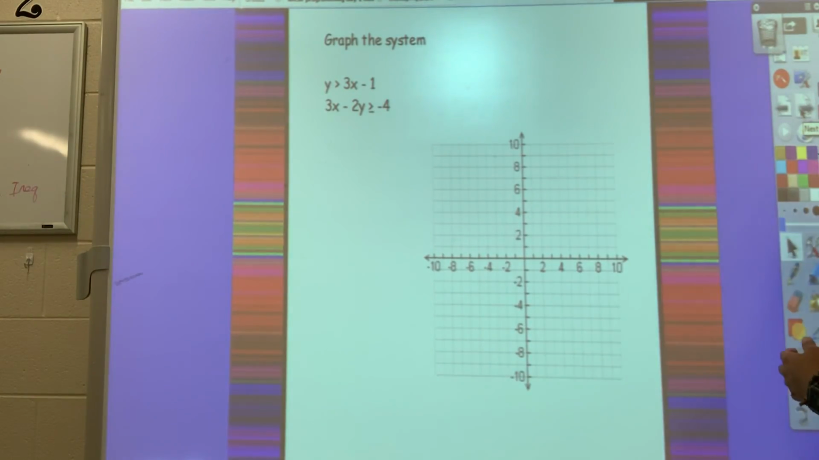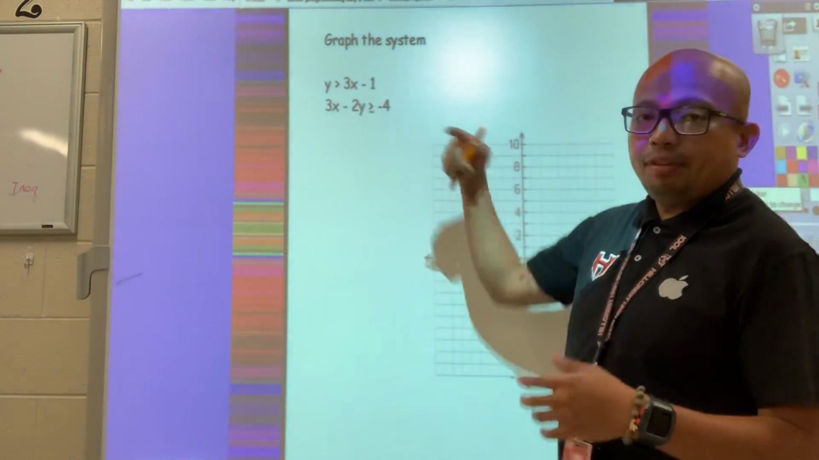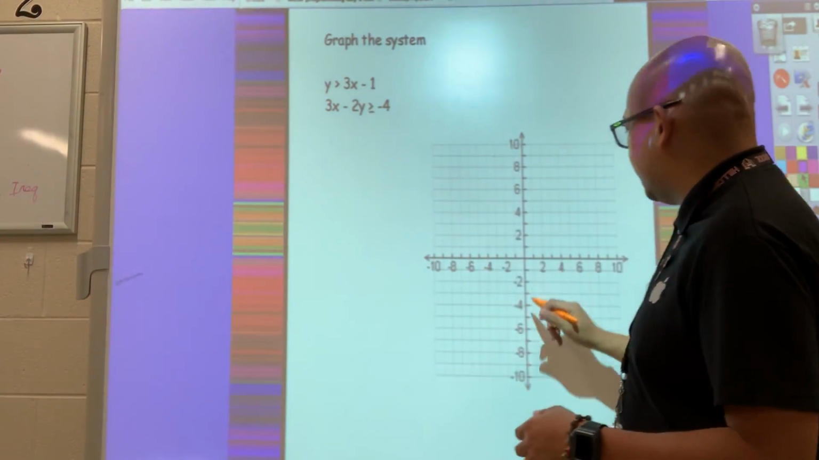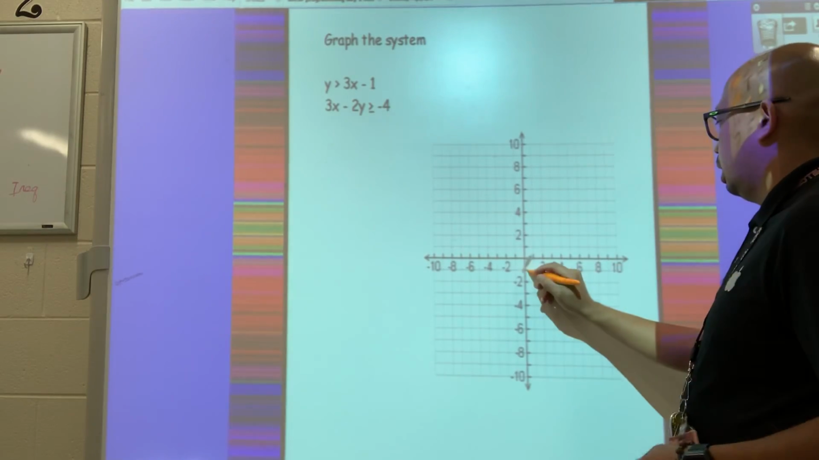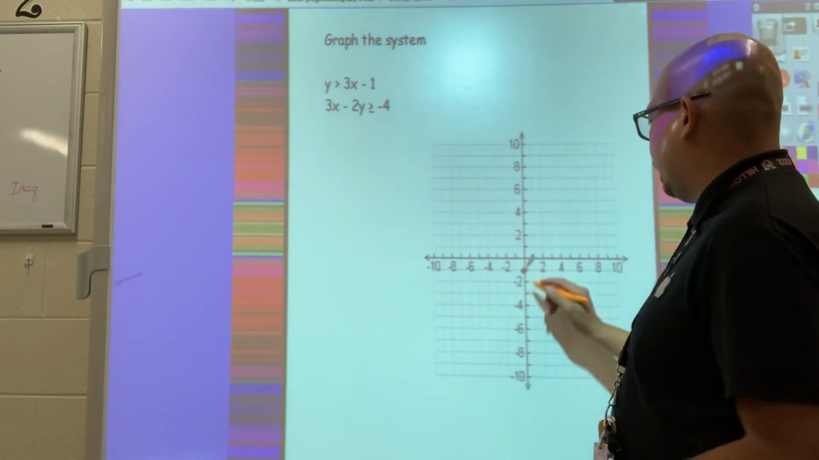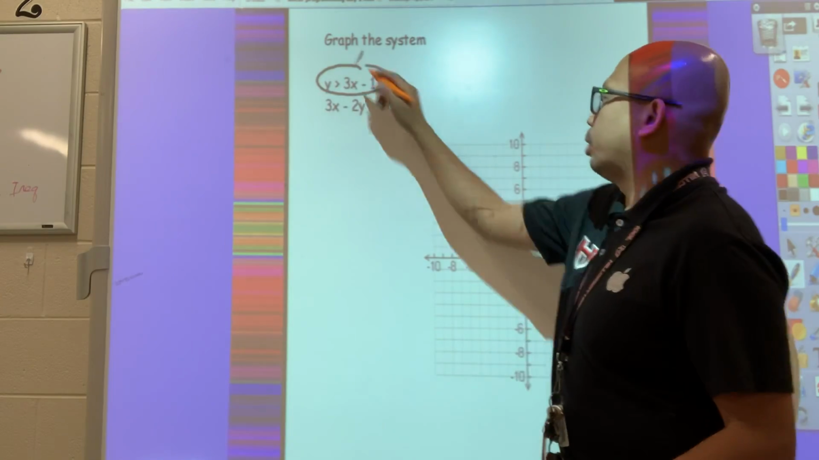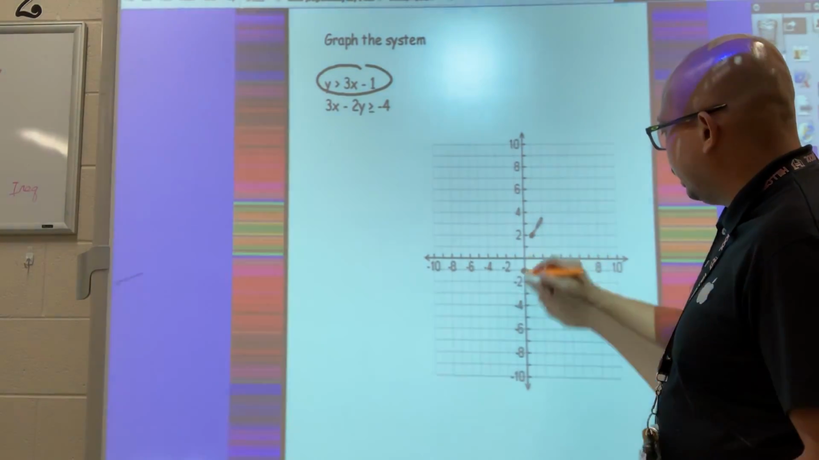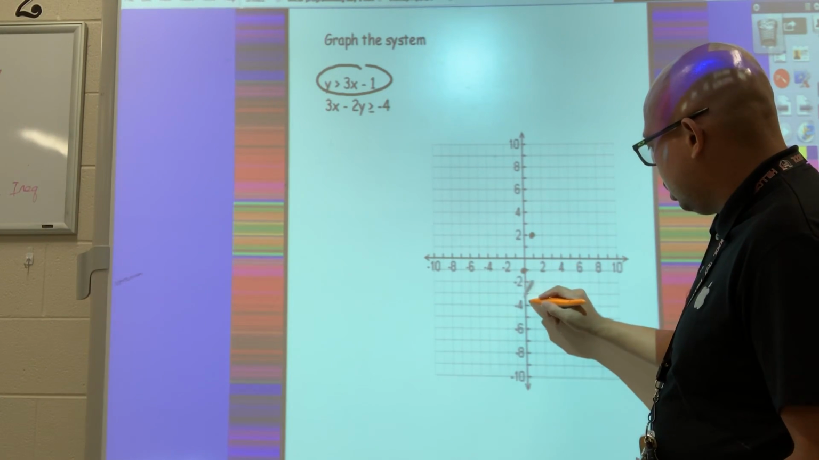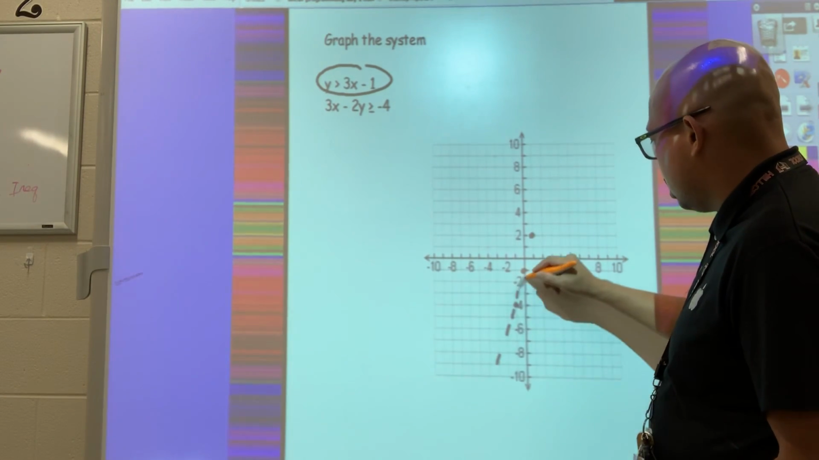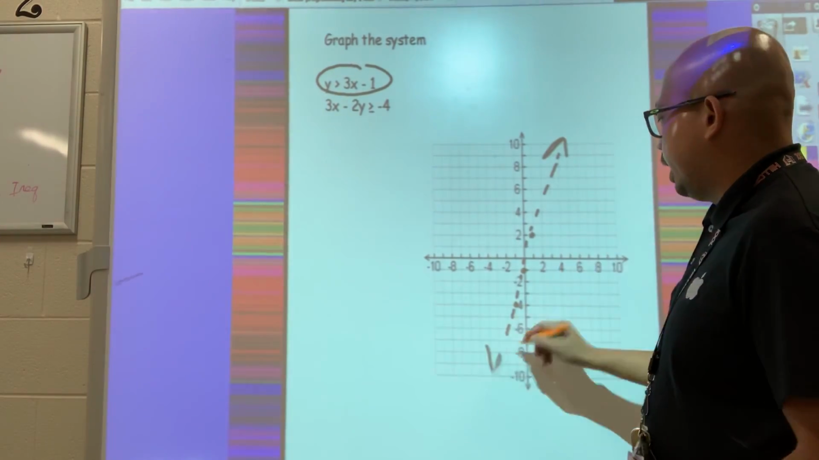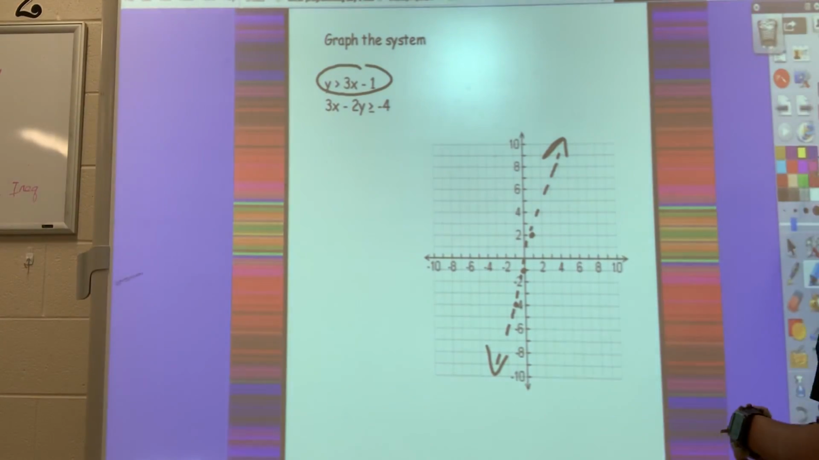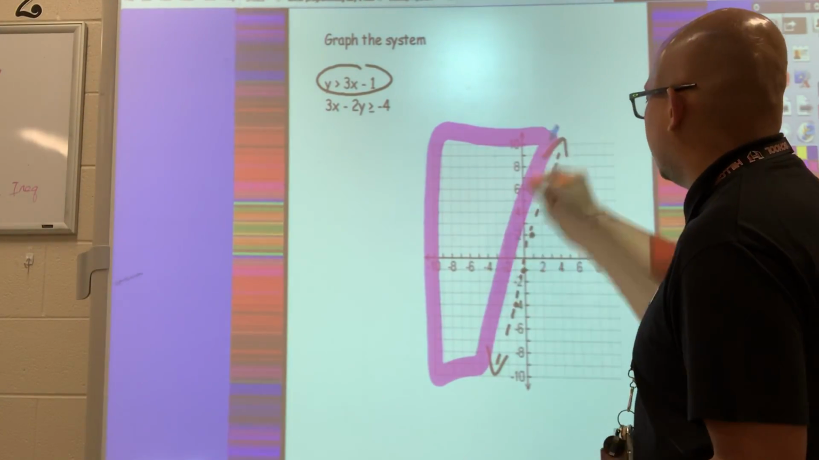So we can review by starting with graphing the system y greater than 3x minus 1, which we all know starts at -1 right here. The slope of this equation is 3, so 1, 2, 3 over 1. And that is going to be a dotted line. Since it's greater than, we shade above, the above portion of this line, somewhere here in this pink area.